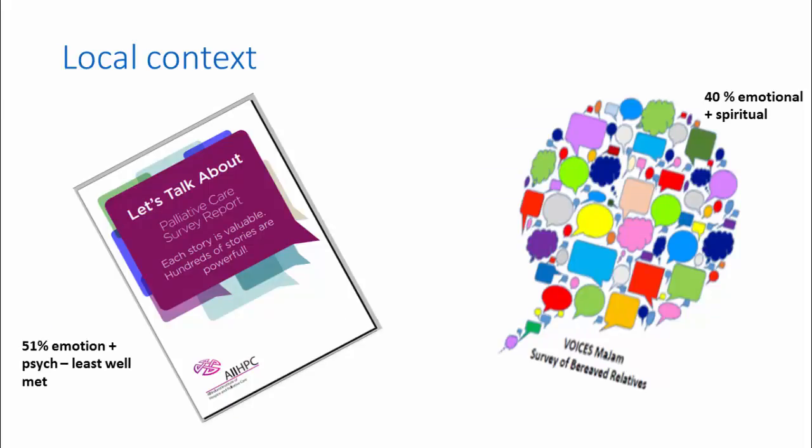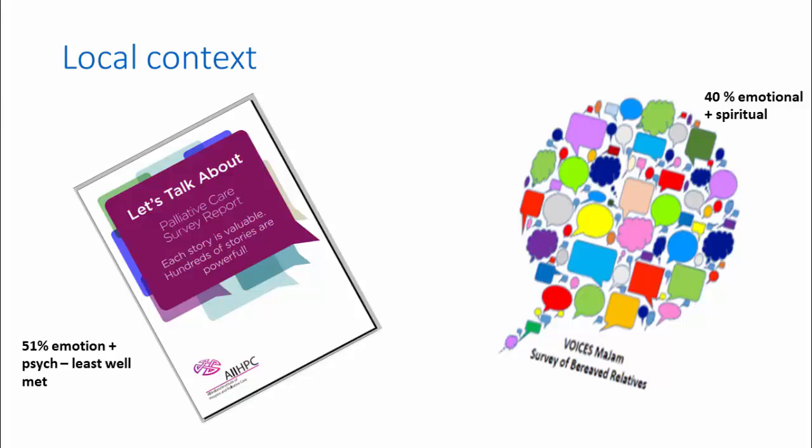These are 2 studies that came out this summer. The one on my side is from the All Ireland Institute of Hospice and Palliative Care, and it was a study that was all Ireland and all settings. Over 500 people reported that their physical care was really quite well looked after at the end of their life, but 51% said that their emotional and psychological care were the least well looked after areas of care.